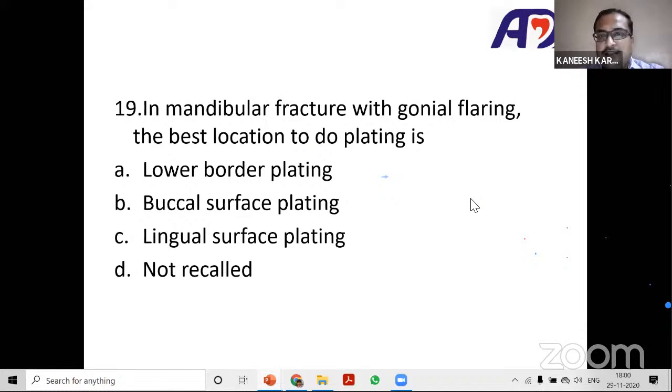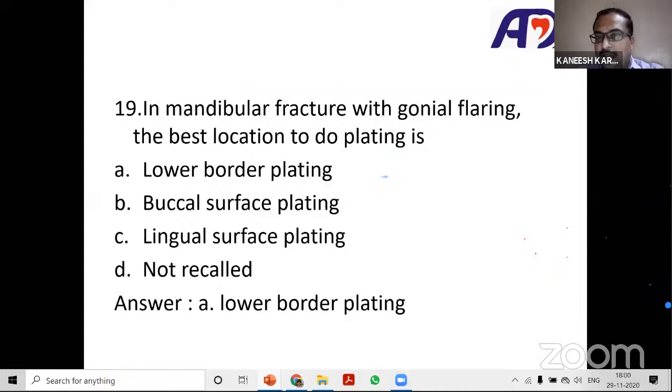In mandibular fracture with gonial flaring, the best location to do plating is lower border plating. I said before the best location for an angle fracture is the external oblique ridge. But if there is a gonial flaring, then we have to do it extraorally with the lower border plating.